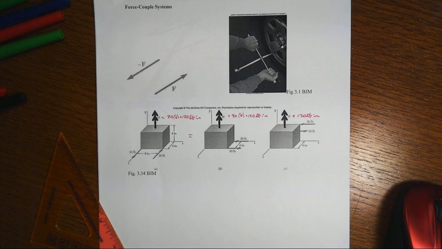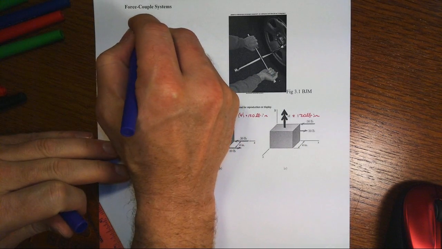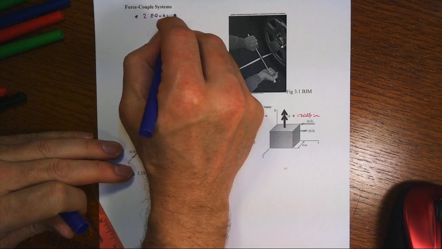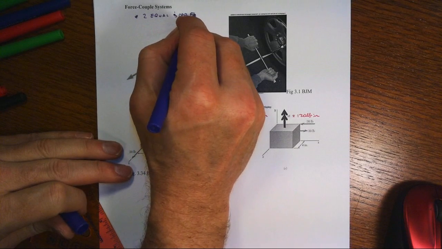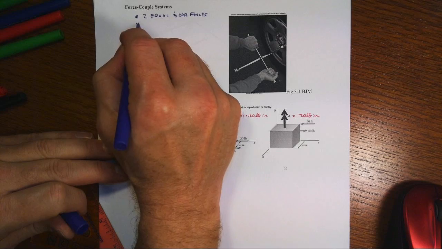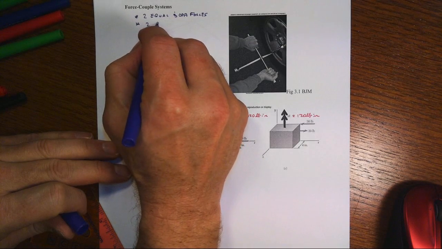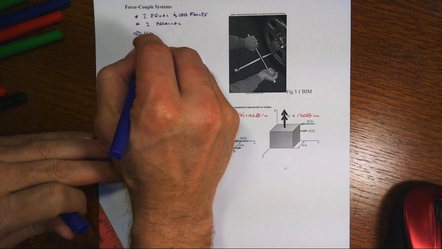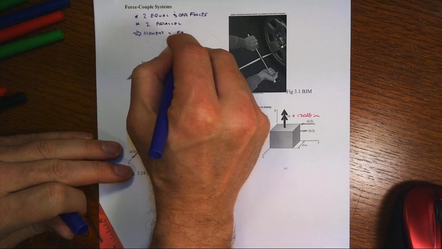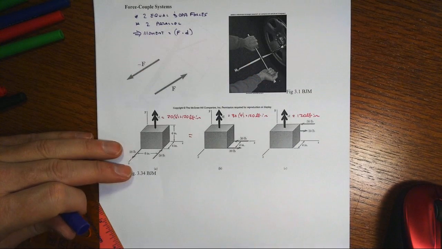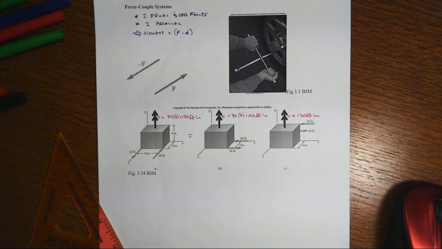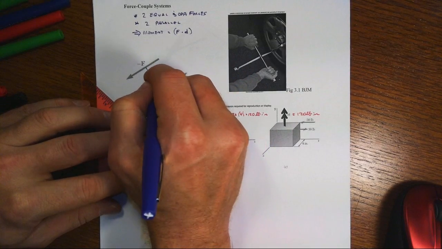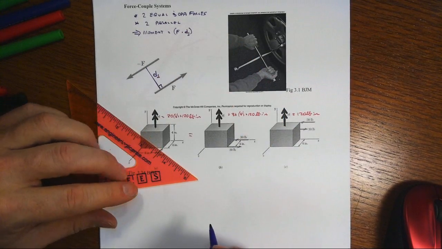So once again, in a formal kind of way, our force couple system is two equal and opposite forces. The two forces are parallel, and that creates then a moment that's equal to that force times that distance between those two, and it has to, of course, be the perpendicular distance between those two, or something like that.